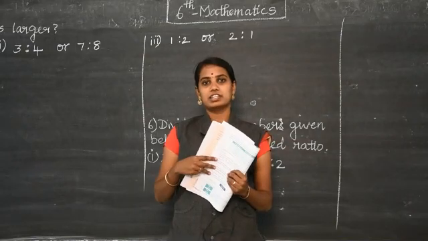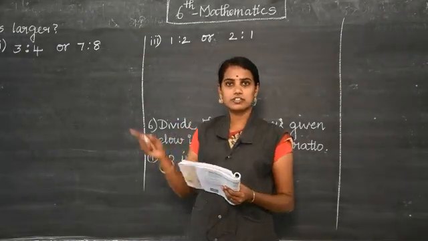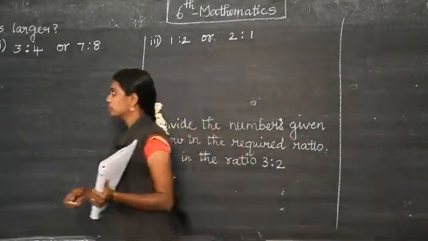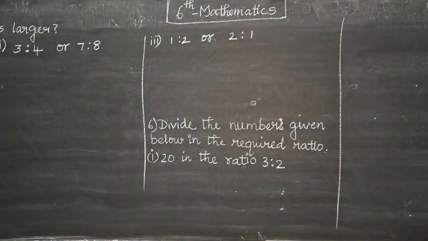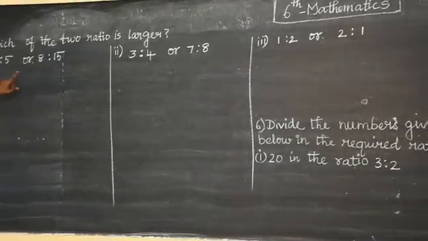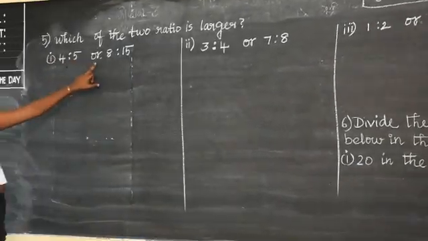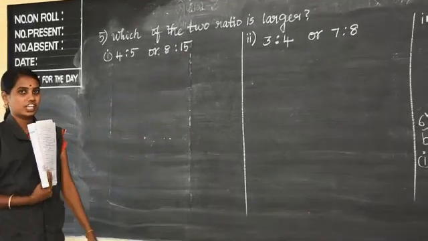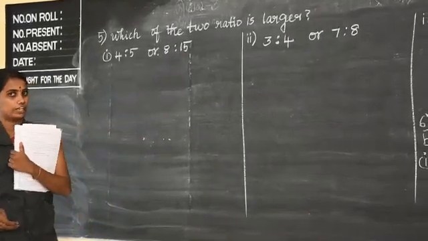Last class we completed till question number 4. Today we are going to see question number 5. Question number 5 is: which of the two ratios is larger? Two ratios are given, 4:5 or 8:15. Which is larger we are going to find out.